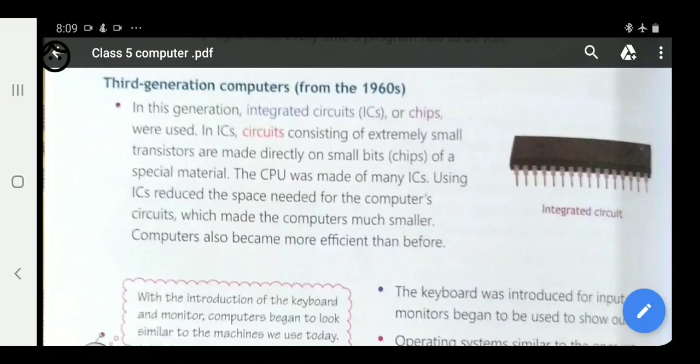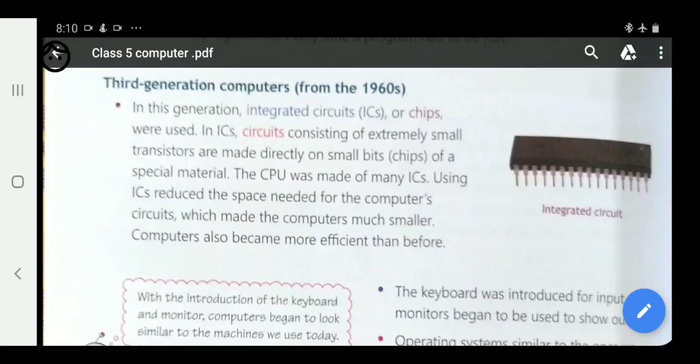In ICs, circuits consisting of extremely small transistors are made directly on small bits, that is chips, of a special material. The CPU was made of many ICs. Using ICs reduced the space needed for the computer circuit, which made computers much smaller. Computers also became more efficient than before.